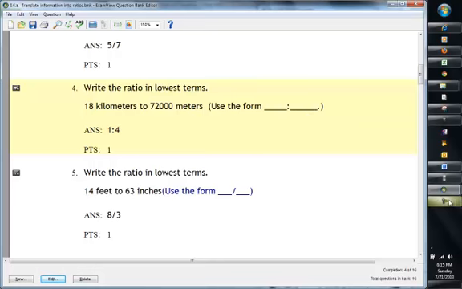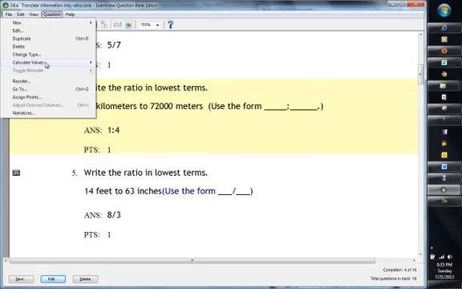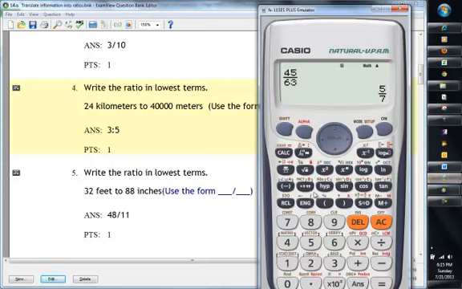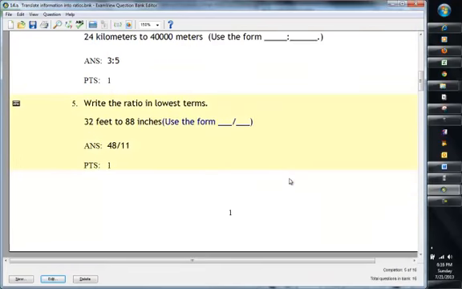18 kilometers to 7,200 meters. Let's try this one. 24 kilometers to 48 or 4,000 meters. The first thing we have to do is put the 24 kilometers on top, but there's 1,000 meters in a kilometer, so you have to switch the bigger unit so that it's the same as the smaller unit, and that's 40,000, and we get 3 to 5.